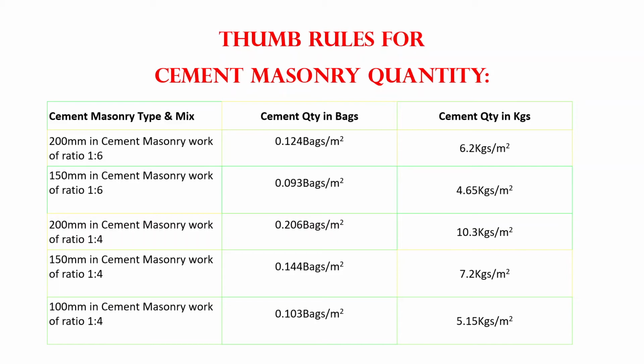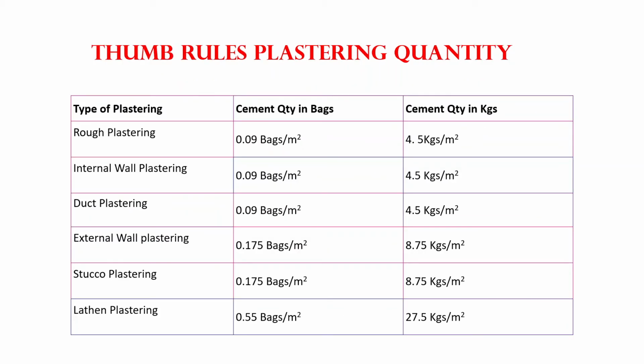Next we are going to see the thumb rule for cement masonry calculation. Here the table represents the cement masonry type and mix ratio in one column, and in the second column it gives you the details of cement quantity in bags per meter square, and the third column gives you the details on cement quantity.